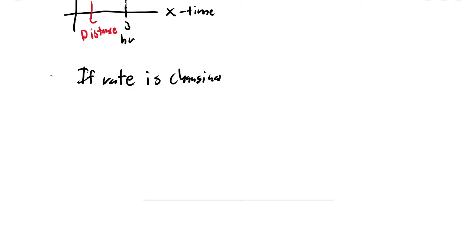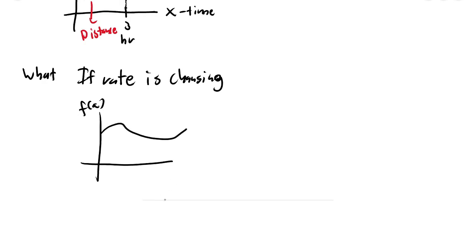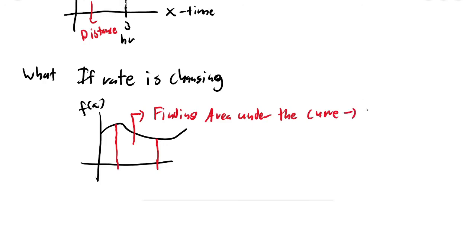So the question again is, what if the rate is changing? Well, in this particular example, you would have a function that is changing with respect to time, like that. And it would still be the area. But now you're not finding the area of a rectangle, you're finding an area of kind of this arbitrary shape. So finding this area, also known as the area under the curve, that's the topic of integral calculus.